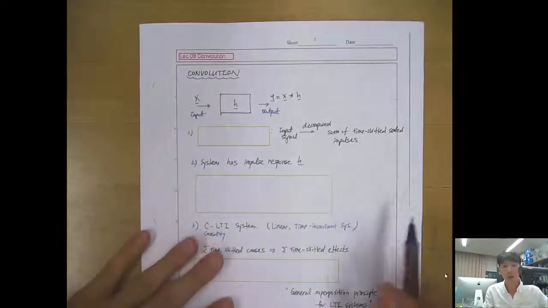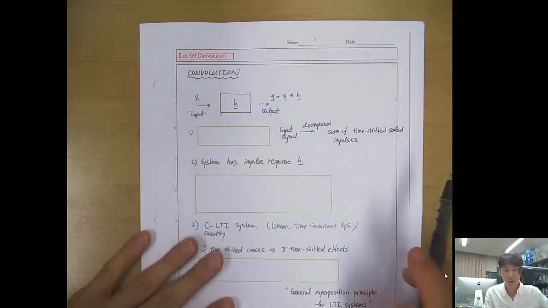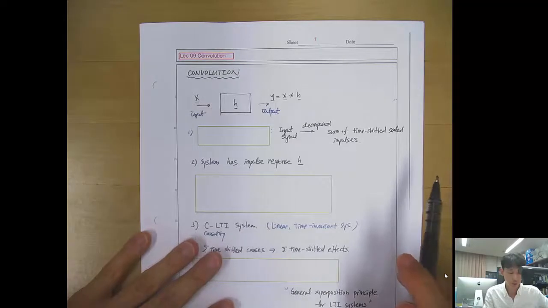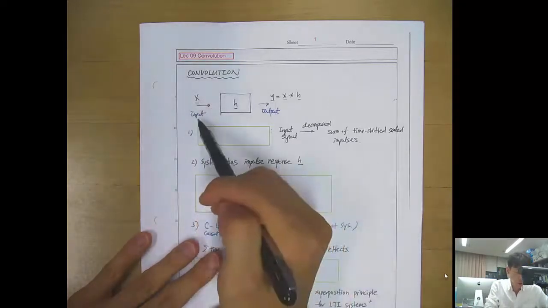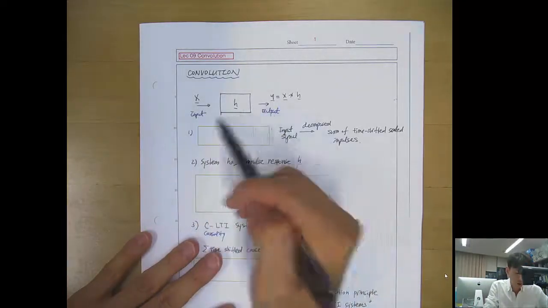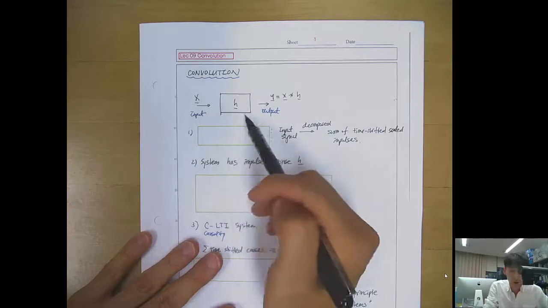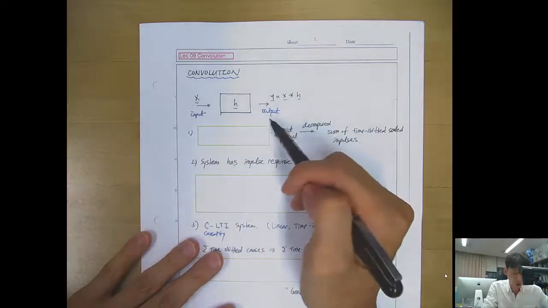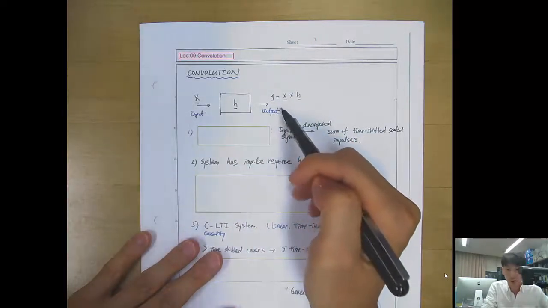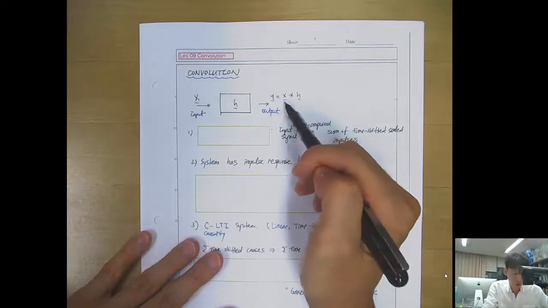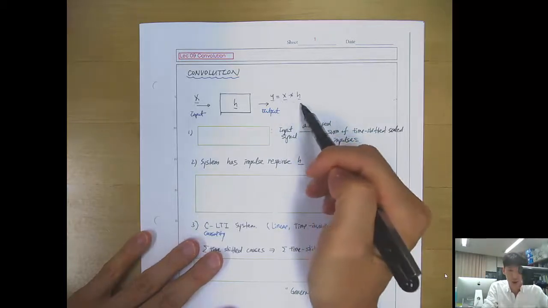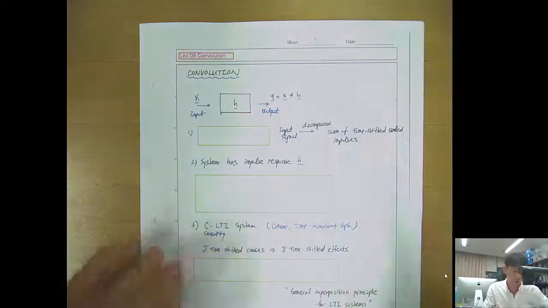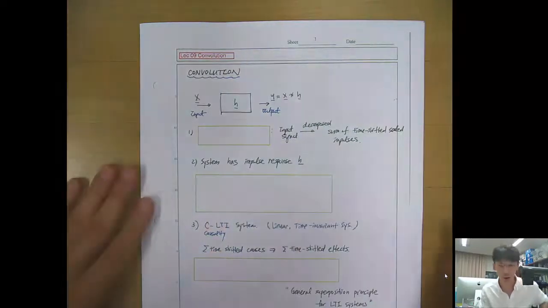So we can start from the input system and output figure here. You have an input X, and the input goes into the system H, and it will give you the output Y. And here Y can be expressed with the multiplication of x and h. This is basically what convolution is.